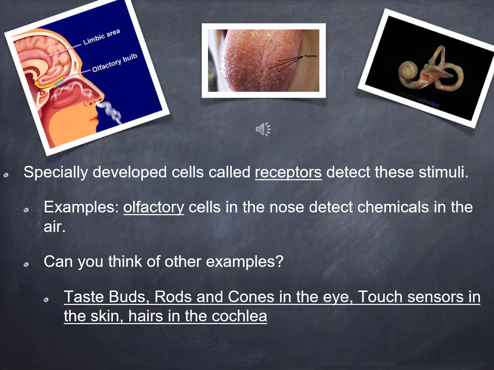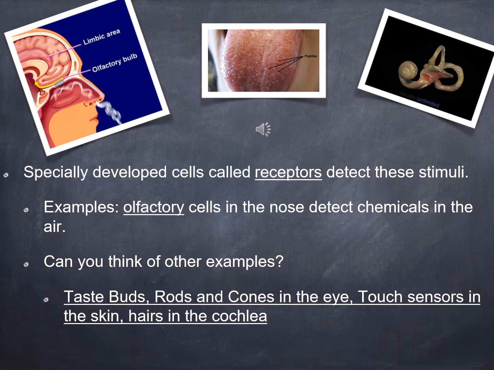We will focus first on our ability to detect stimuli. In order to detect stimuli, we have lots of specialized cells that contain receptors. Receptors are things that are able to detect stimuli. Okay, there are lots of examples in your body. Your olfactory cells in your nose detect chemicals in the air. That's how we are able to smell.